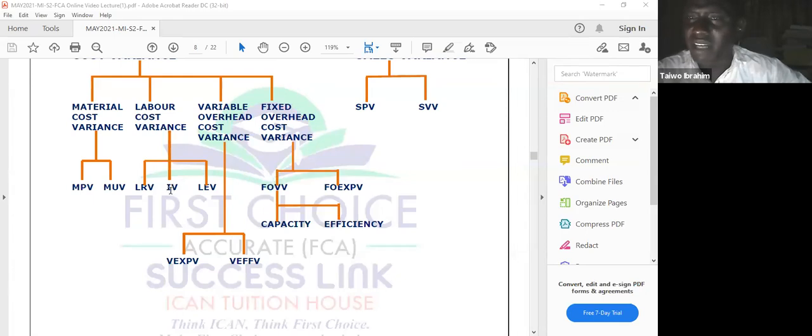Now, the last one there is idle variance. That's what I put as IV. Idle variance is the variance that is caused as a result of the organization paying for hours not worked. It means that if the organization is paying for the hours not worked, then there's a variance called idle variance.